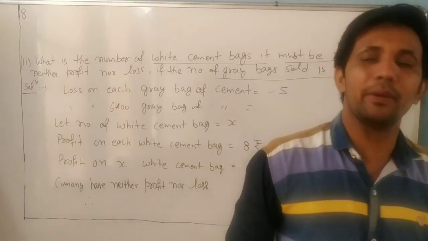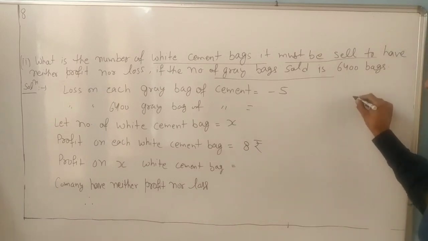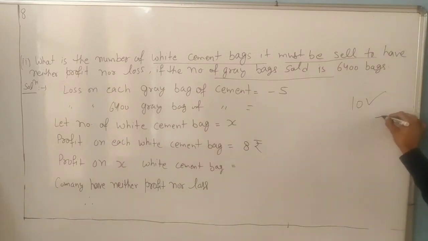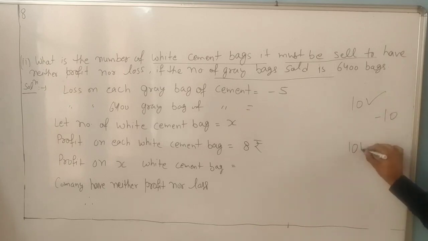What does it mean? If you sell and make a profit of 10 rupees, and then there is a loss, how much is the loss? The loss is also minus 10. So 10 plus minus 10, how much is it? It is 0. It means neither profit nor loss.